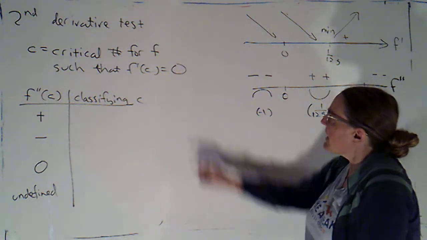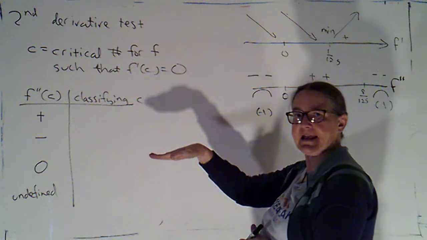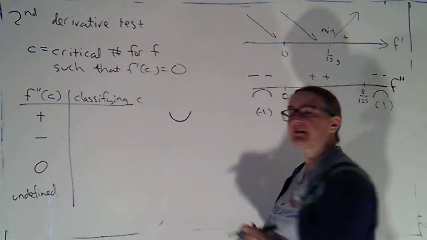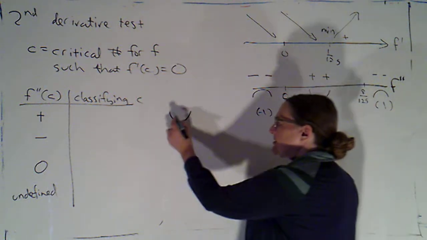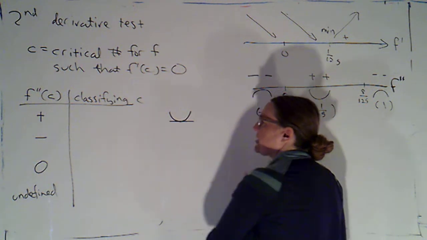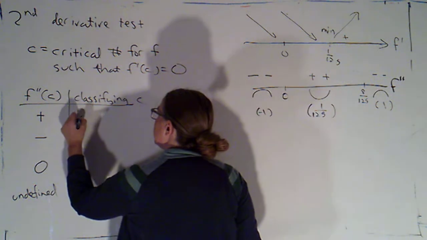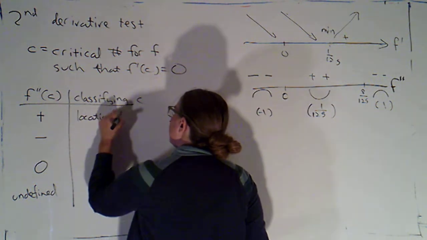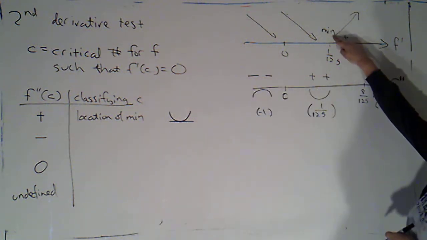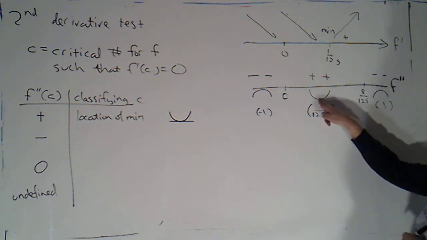So let's see. If it's a critical number so that the first derivative is 0, I know I have a horizontal tangent. But if the second derivative is positive, I know that my graph is concave up. Now there is only one point on the graph of something that's concave up at which I have a horizontal tangent, and that's at a min. So C would be a location of a min. And that's exactly what we saw here. Here was our critical number that was the location of a min. The second derivative was positive there, so that we were at the bottom of that smiley face.